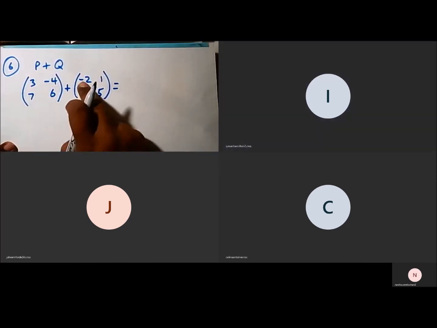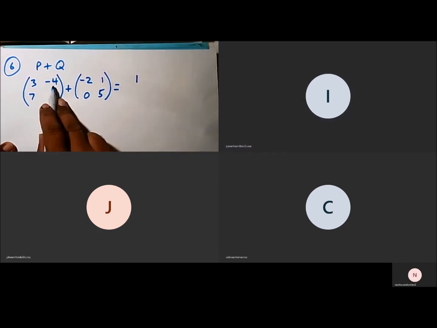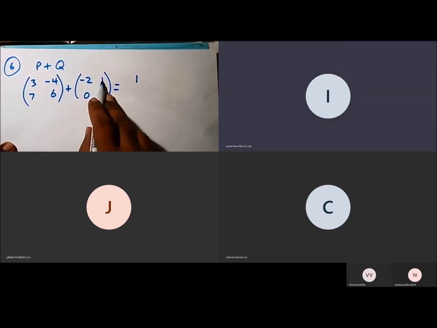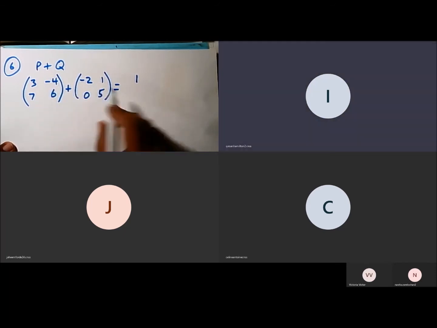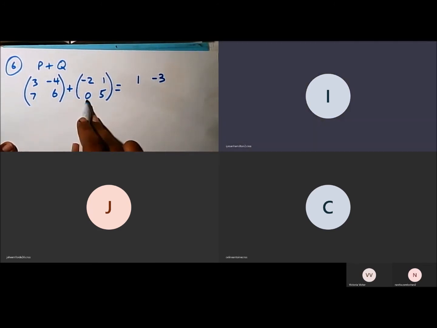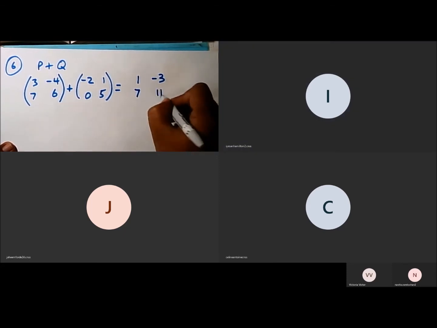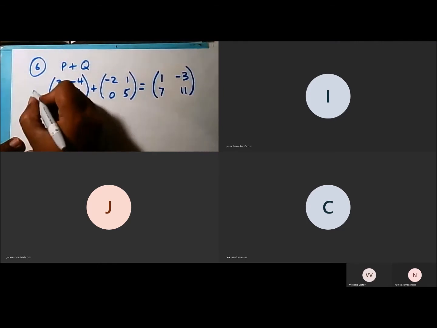Adding this, 3 add minus 2, take away 2, which is 1. Minus 4 add 1. Go for elevator ride, down 4, and then go up 1. You'll be at minus 3. 7 add 0 is 7. 6 add 5, 11. This was part A.